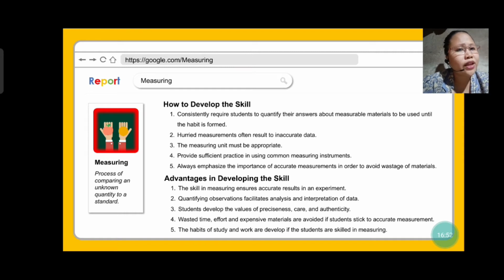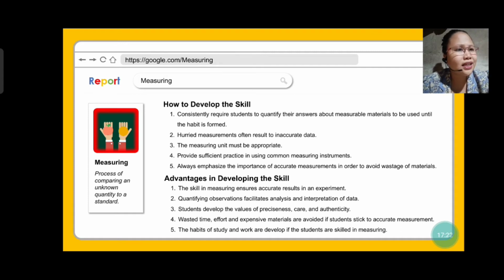Then, second is quantifying observations facilitate analysis and interpretation of data. So, since we measure that data and we measure that object, or we measure some specific characteristic of the object, then we can quantify the data kung unsang iyang differences sa iyang results. And then students develop the values of preciseness, care, and authenticity.